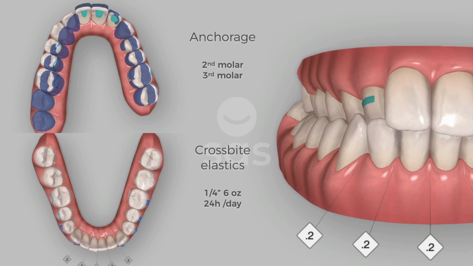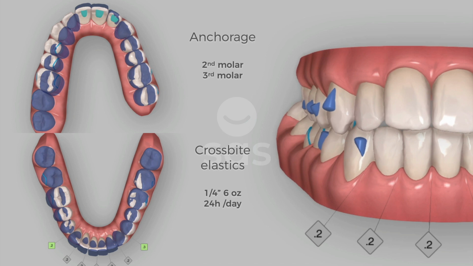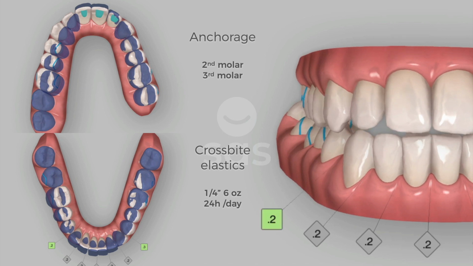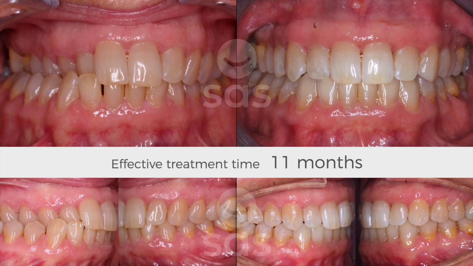With this instruction, together with 24-hour crossbite elastics, we ensure that chewing doesn't hinder the buccal movement of the teeth and that the periodontal state, especially for the lateral incisor, doesn't get worse. After a first phase of 24 aligners, this is the result we have. The crossbite is corrected, and in the next phase, we will expand the upper arch a little more and improve the occlusal contacts to finalize the case.